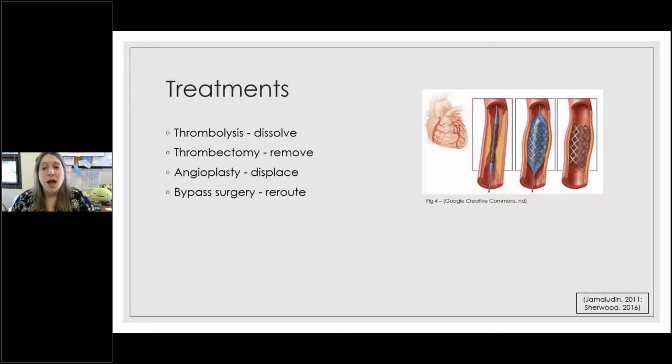To dissolve a clot, one may have a thrombolysis completed. To surgically remove a clot, it would be a thrombectomy. To displace a clot or open a vessel, an angioplasty may be done.